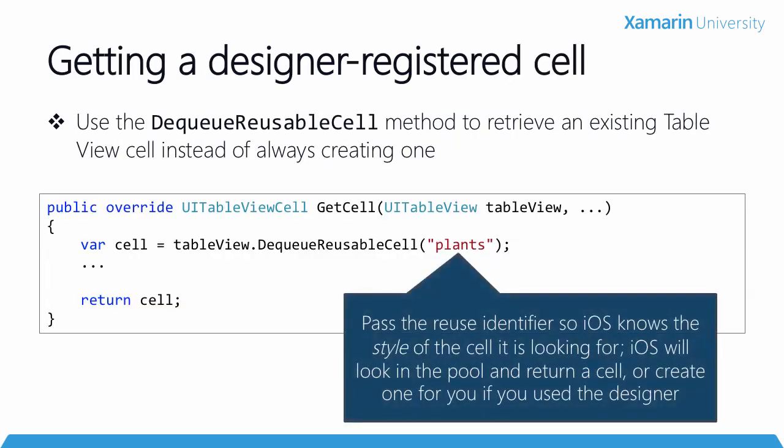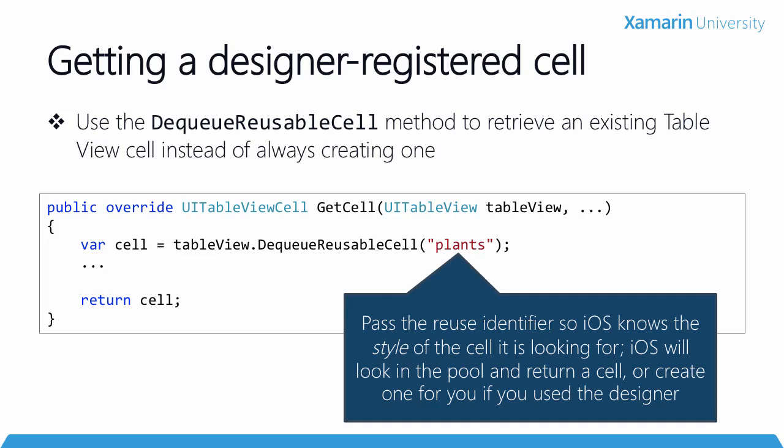To actually request a cell from iOS, we use the DequeueReusableCell method on the table view. This is most often done in the GetCell method. We pass the cell reuse identifier, and iOS will look in the reuse pool associated with that value and return you a pre-created cell if one exists.